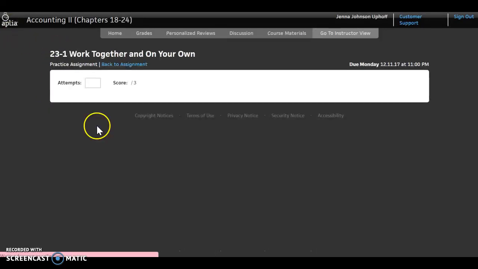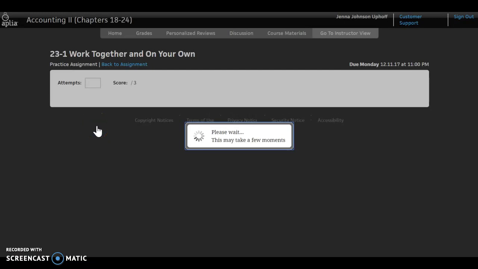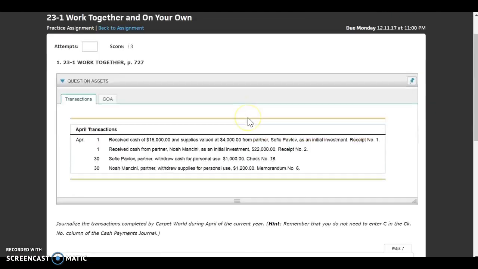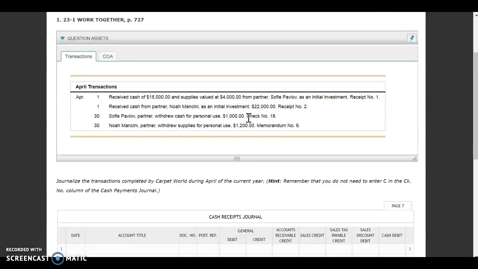23-1 work together. The directions tell us to journalize the transactions completed by Carpet World during April of the current year. It says, hint, remember that you do not need to enter C in the check number column of the cash payments journal. We have 4 transactions that we are going to record. They also give us our chart of accounts.